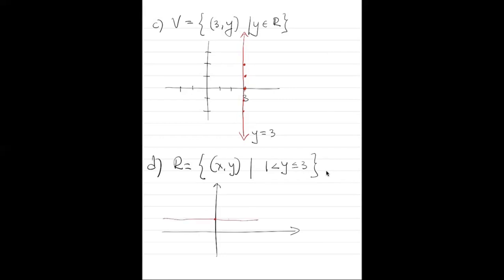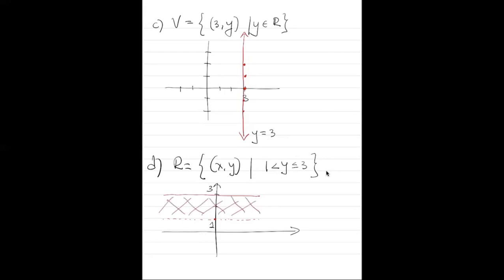Y is 1. And I'm going to make this line dotted because you notice that y cannot equal 1. And then let's say y is 3. If y is 3 and x is anything, then all the points right here, I'm doing a solid line because there's an equal sign. Y can equal 3. So what about y being 2 or 1.5? All the points in between these two lines is our relation.